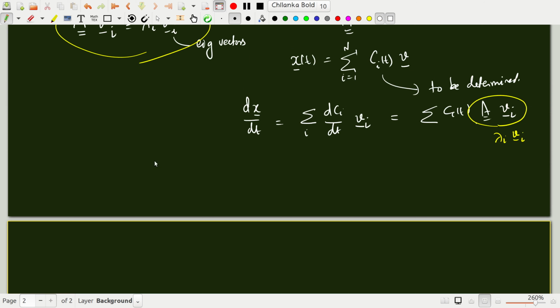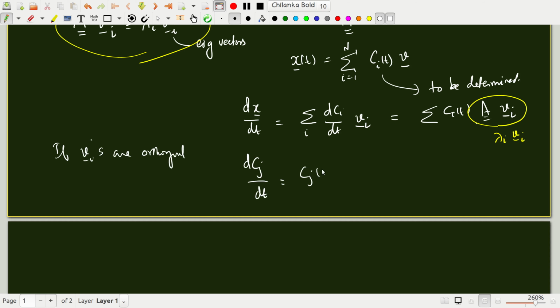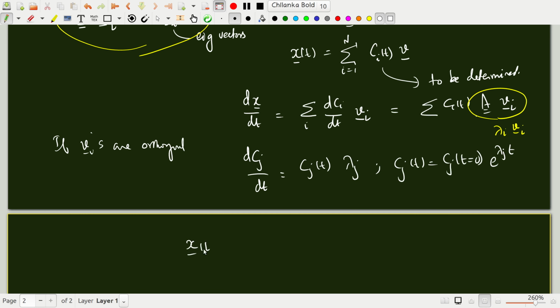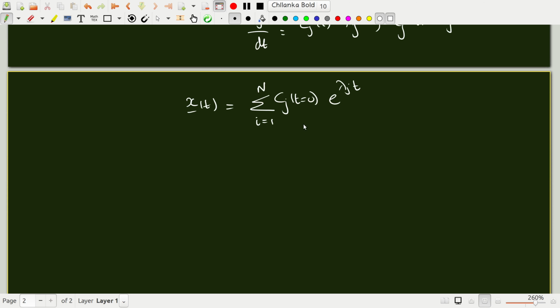Okay, now because if the vi's are orthogonal, then we can take the inner product with respect to vj, and then you will find that dcj by dt is nothing but cj of t times lambda j, or cj at time t is cj at time t equal to 0 times e to the lambda j t, and therefore the solution x of t is nothing but the summation i equals 1 to n of cj at time t equal to 0 e to the lambda j t vj. Okay, now how are you going to find these coefficients?